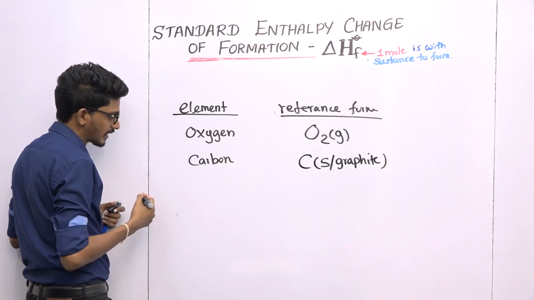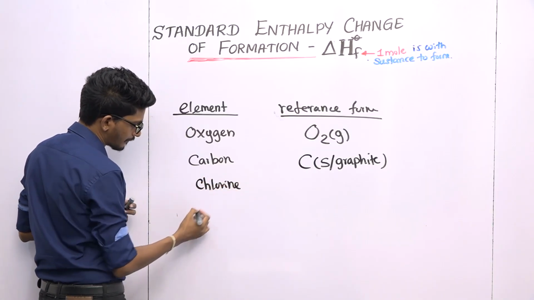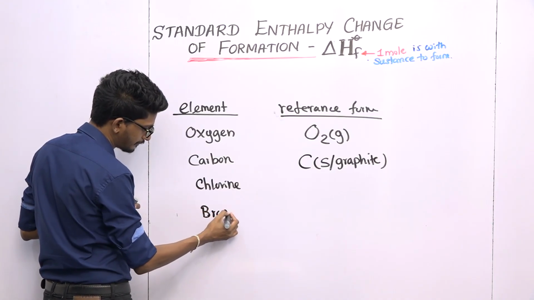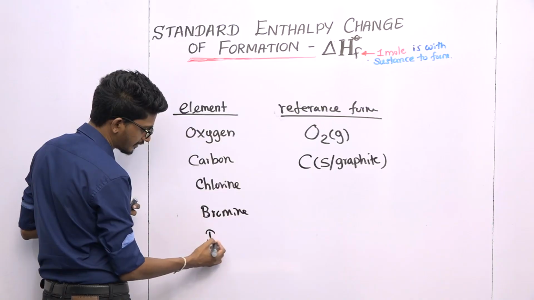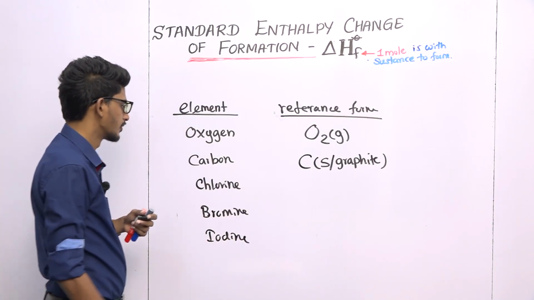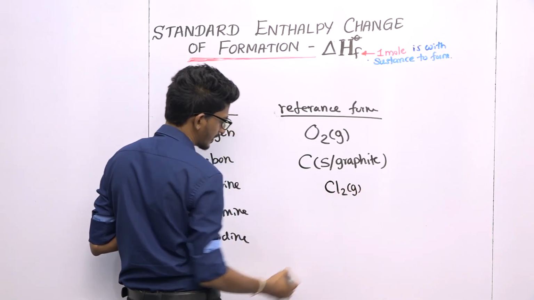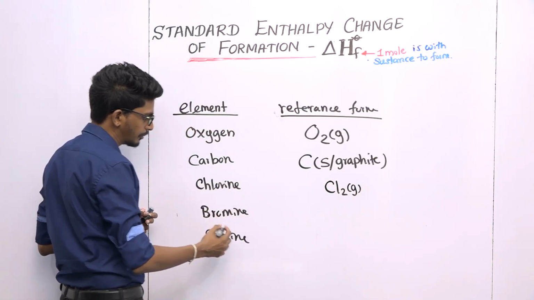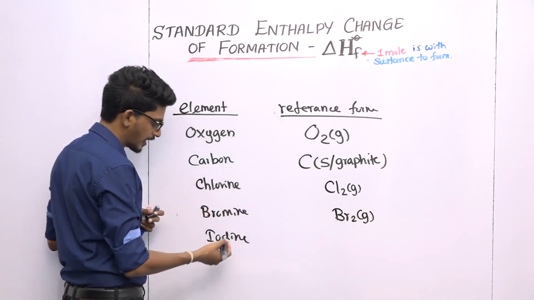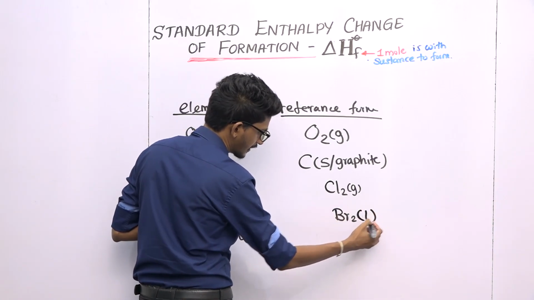If you think of the halogens, chlorine, fluorine, bromine, iodine: the most abundant form of chlorine is Cl2 gas, a gaseous diatomic molecule. For bromine, it is Br2, but not the gas. For bromine, it is Br2 liquid.